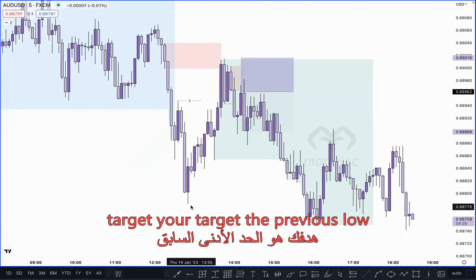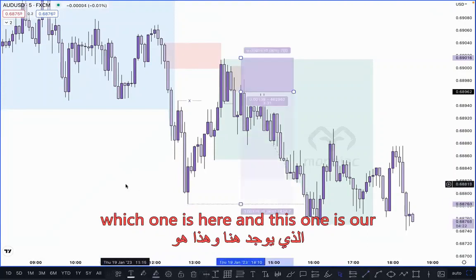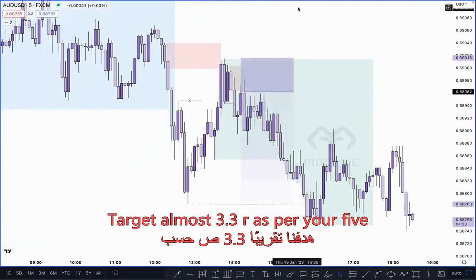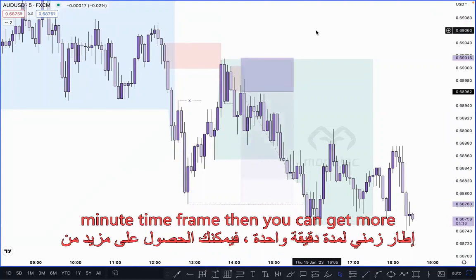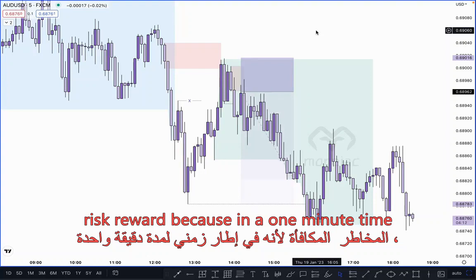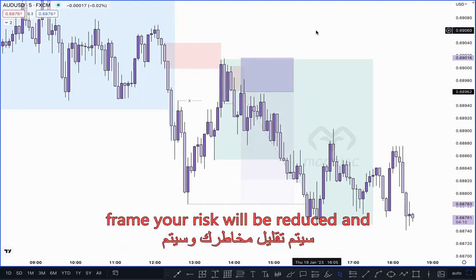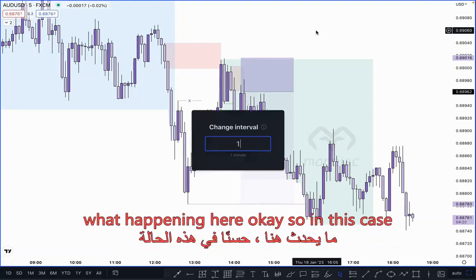Your target is the previous low, which is here, and this one is our target, almost 3.3 hours as per your 5-minute entry. But if you switch to a 1-minute time frame, then you can get more risk reward, because in a 1-minute time frame your risk will be reduced and target will be maximized. So let's see what's happening here.